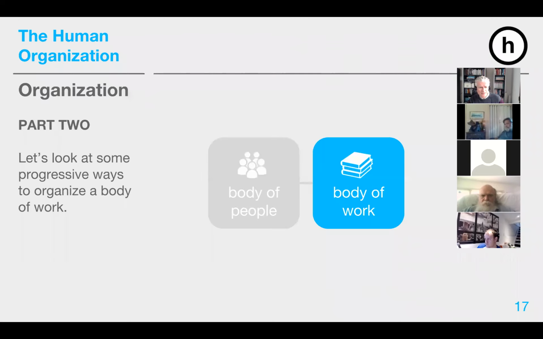Let's take a look at the other side. I'm calling this part 2, to look at some of these progressive ways of organizing a body of work. We talked about the body of people and the different forms and shapes this can take. Now let's take a look at the body of work itself: the actual outcomes, the products, the presentations, the charts, whatever it is that people are working on, the very reason why they come together and produce something.